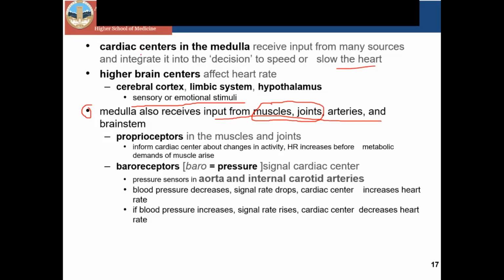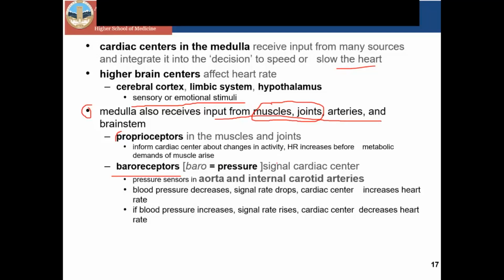Increasing the heart rate means more oxygen to the muscles and joints. After that, muscles can produce more energy and you can run without getting tired. Do you understand this, guys? Yes. Okay, next, arteries and brainstem. Also, we have proprioceptors in the muscles here. We discussed it before. We have baroreceptors.